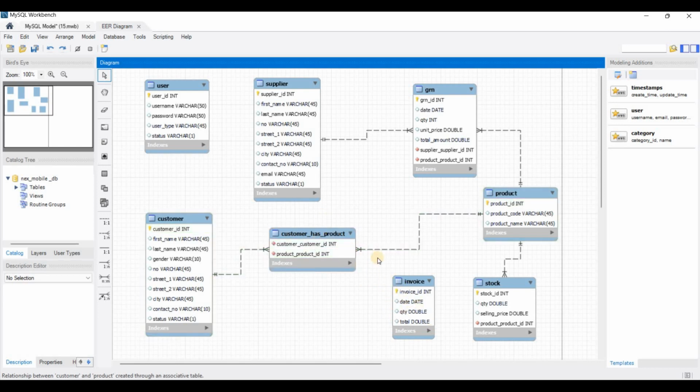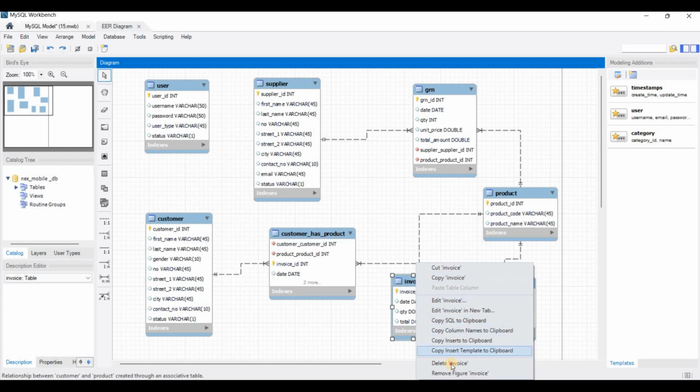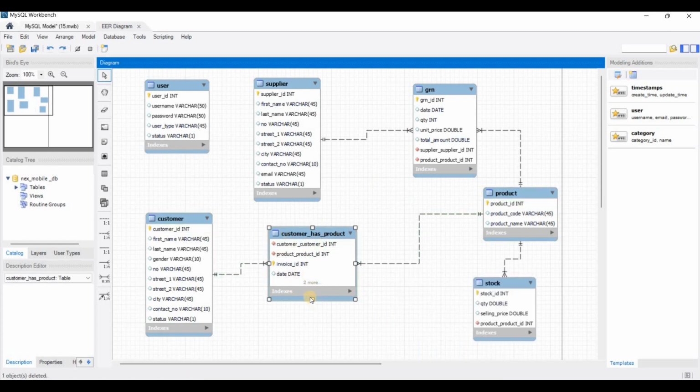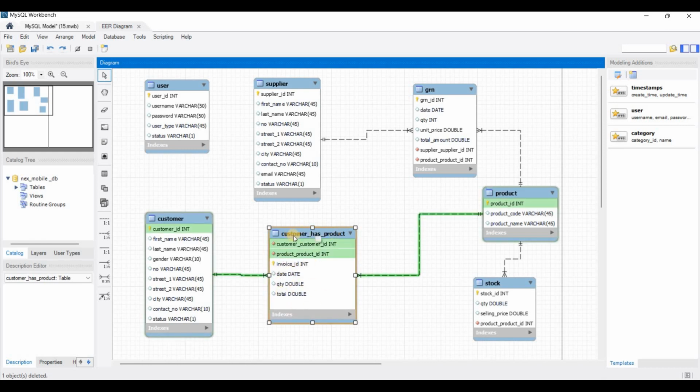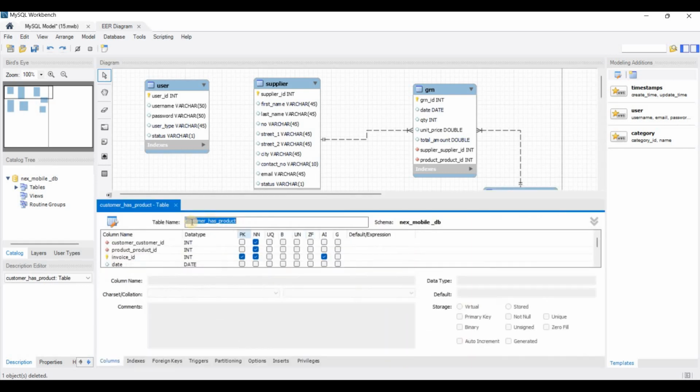According to this database, I have created two invoice tables. This one has been auto generated because the relationship between customer and the product table is many-to-many. And here's the invoice I have created. So now I'm going to remove this invoice table because this is also an invoice table. I'm going to delete the invoice table, and I have made this customer has product table. I have added those column names, and I'm going to rename this customer has product table as invoice table.